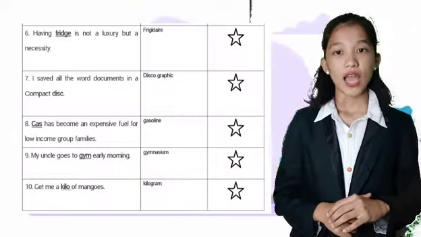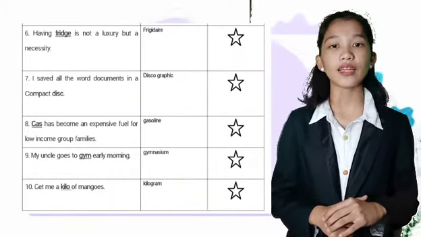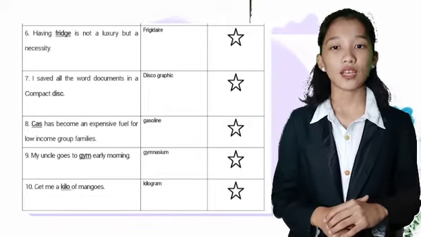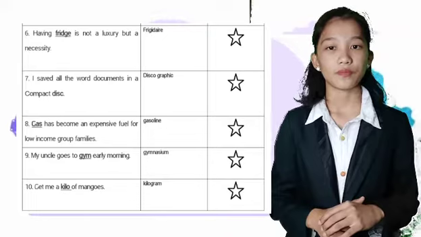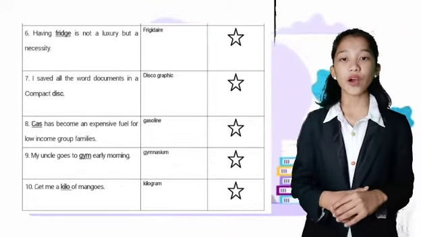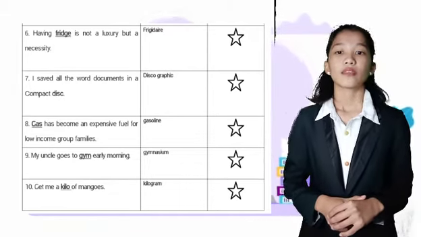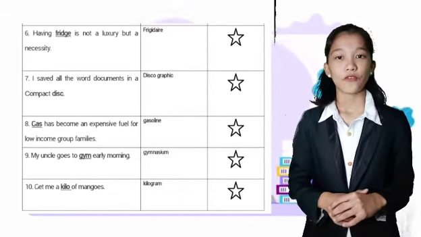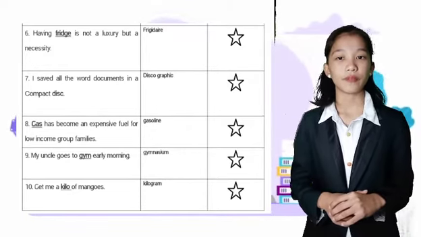Number 6, having a fridge is not a luxury but a necessity. The clip word is fridge, and you must draw a star. Number 7, I save all the Word documents in a compact disc. The answer is disc from the word discography, and also a star.